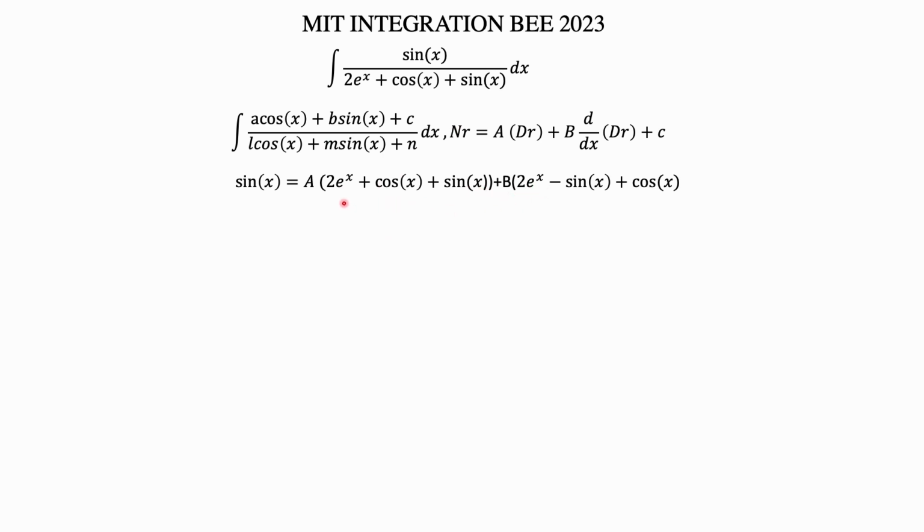What I need to do is find the coefficient of sine of x, the coefficient of cos of x, and the coefficient of e to the power x. So the coefficient of sine is a minus b, which is equal to 1. And the other coefficient, a plus b, is equal to 0. You can use either cos or e to the power x, you're going to get the same. When you solve this, you get a equal to 1 over 2 and b equal to negative 1 over 2. So I can replace my numerator by replacing a with half and b with minus half.